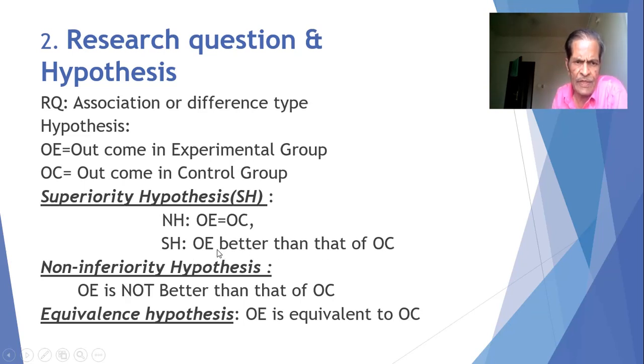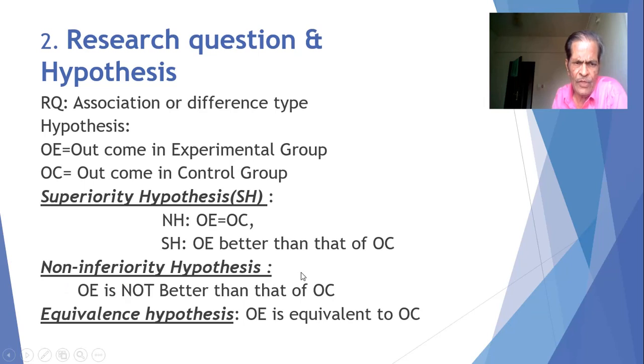Now, if the outcome is a cure rate, then it means that the cure rate in the experimental group is higher than the cure rate in the control group. If the outcome is death or mortality rate, then the superiority hypothesis states that the mortality in the experimental group is lesser than the mortality in the control group. So that is how the hypothesis is stated in superiority hypothesis.